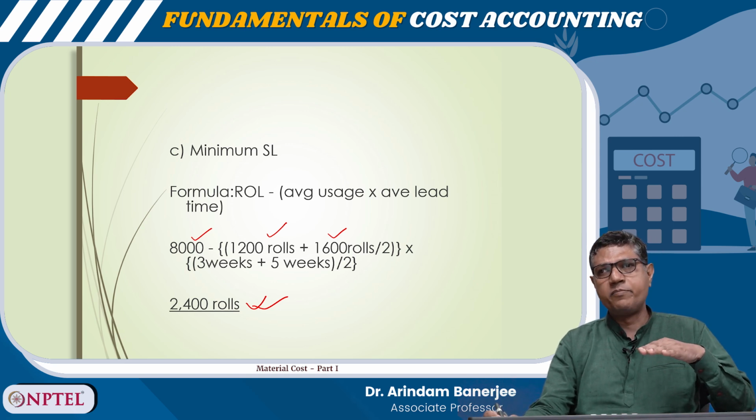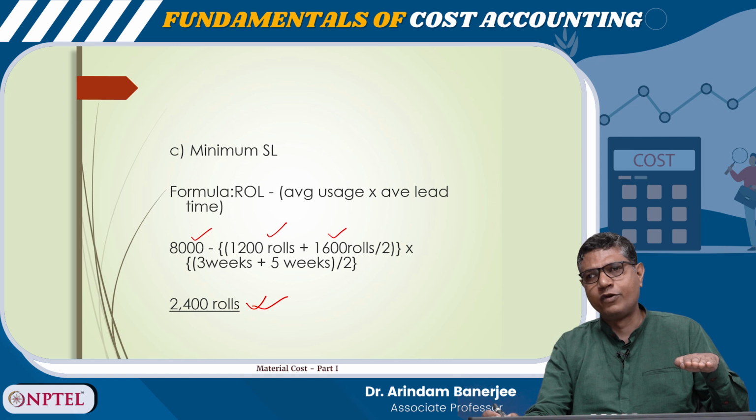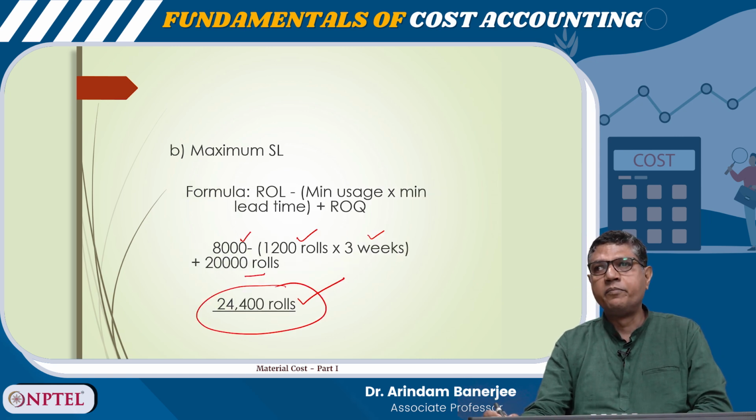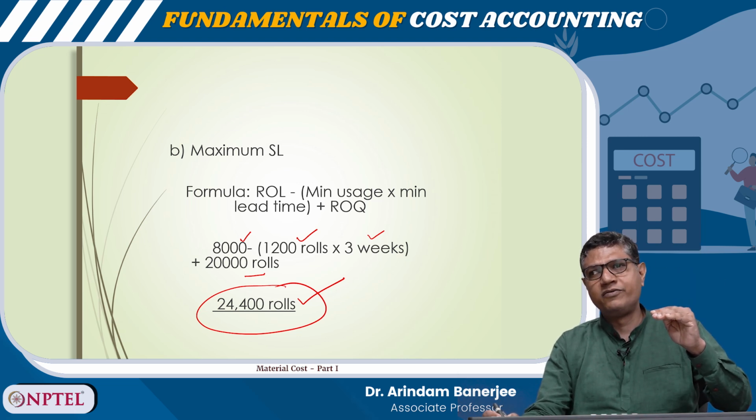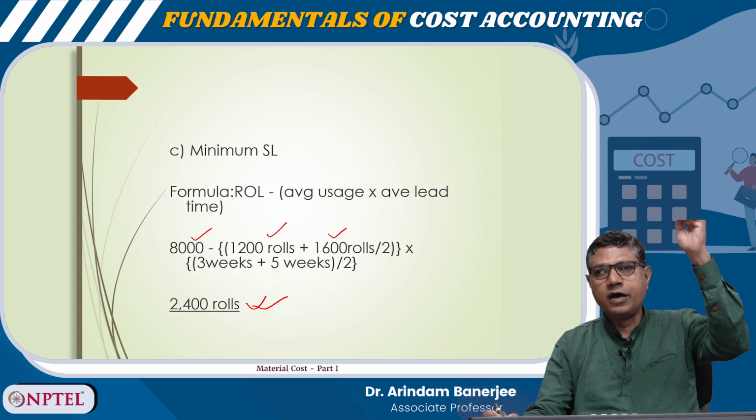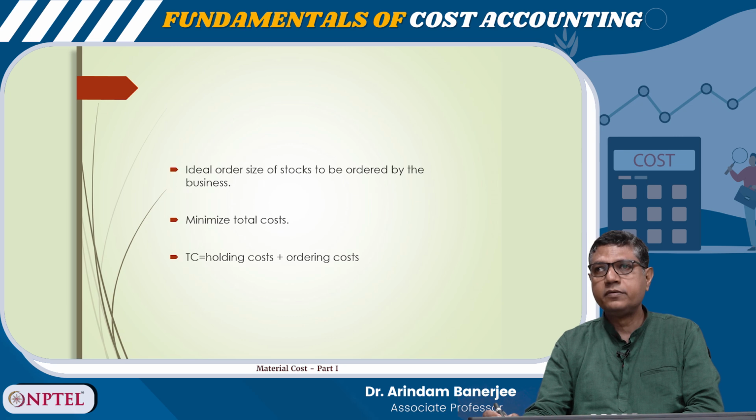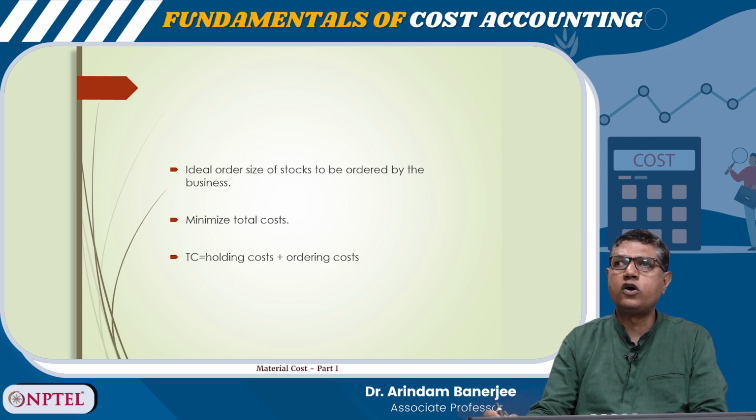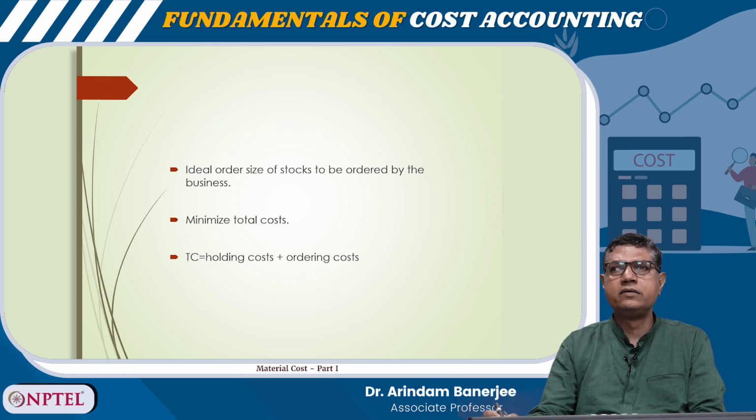That means at the given consumption level, at the given production level, the minimum stock should be 2400 and the maximum should be 24,400. So in a store, it should fluctuate between 24,400 on the higher side to 2,400 on the lower side. So this is the range. Okay. So the ideal order size of stocks to be ordered by the business should minimize total cost, and total cost will be how much? Holding cost plus ordering cost.